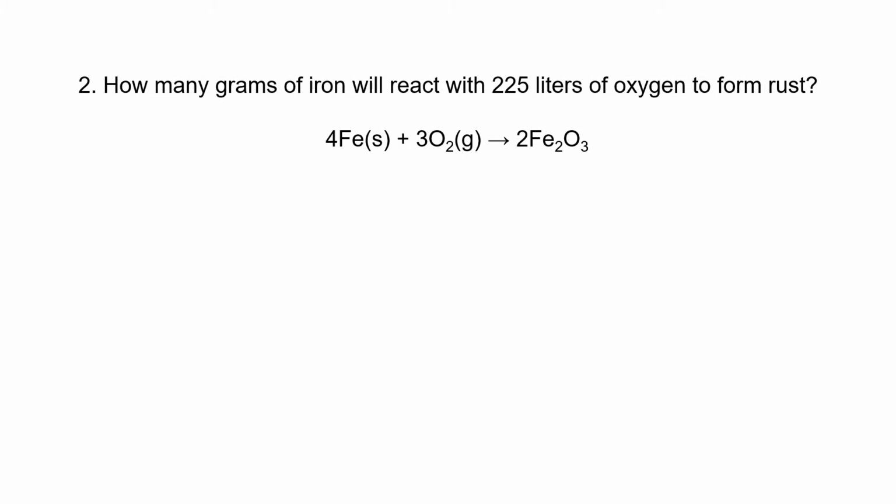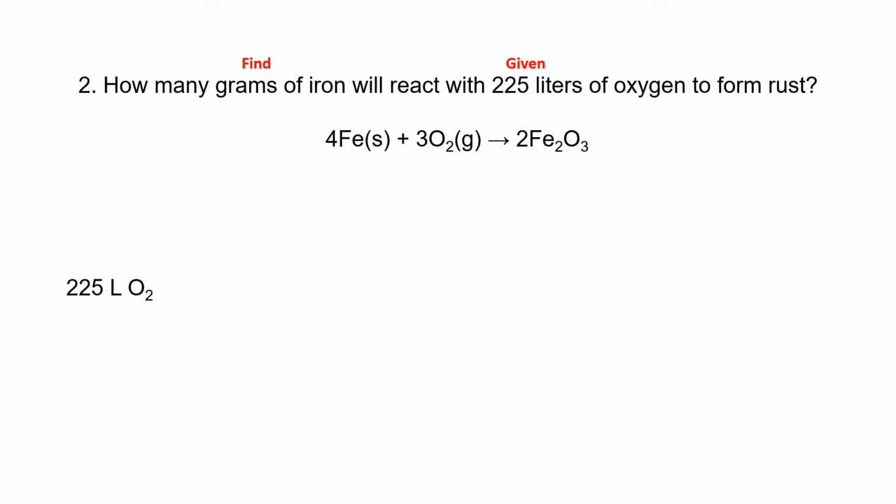The next problem asks, how many grams of iron will react with 225 liters of oxygen to form rust? Then they give us a balanced chemical equation. We are given 225 liters of oxygen. We're trying to find grams of iron. So let's start out with what we're given. 225 liters of oxygen gas.